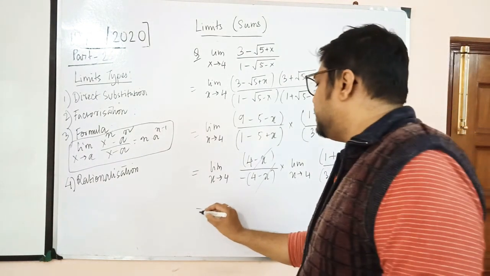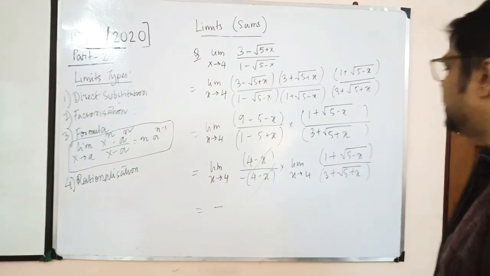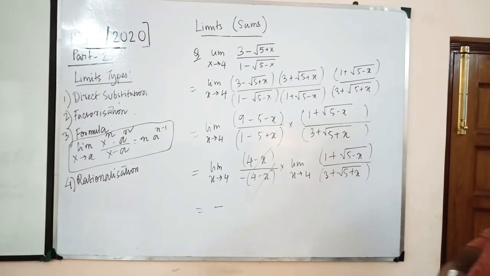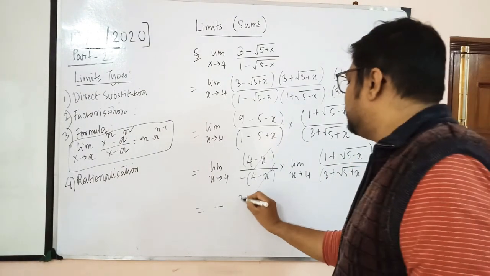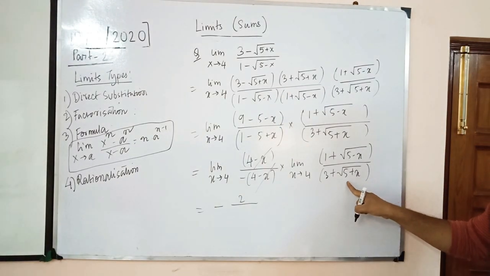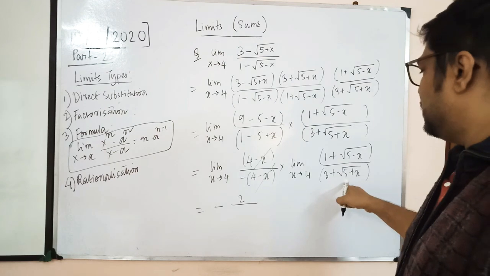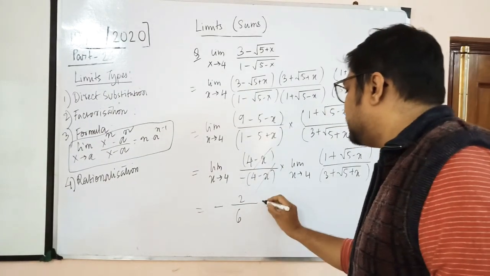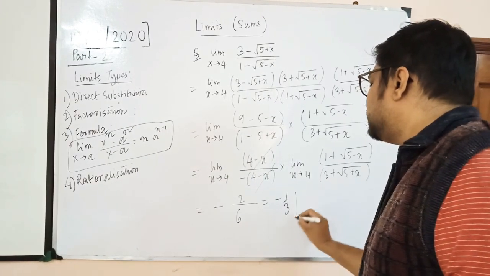So leaving behind a minus sign in the front because of this, and if you put 4 over here you get a 1, so if you put in 2 by 4 you get a 9, that means 3. So 3 plus 3 is 6, so the answer is minus 1/3.